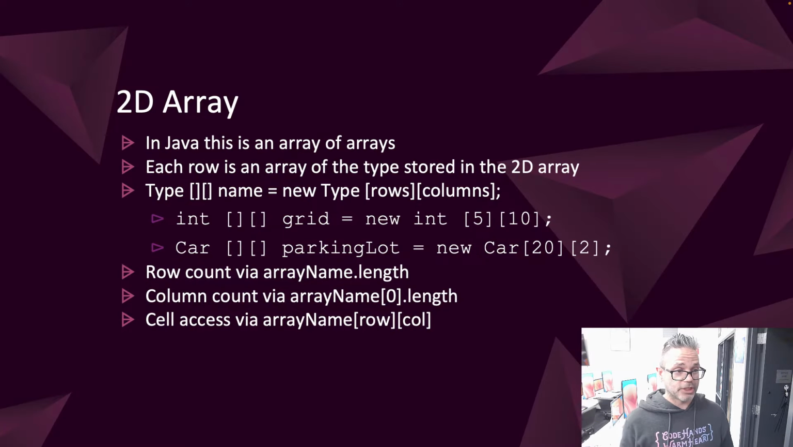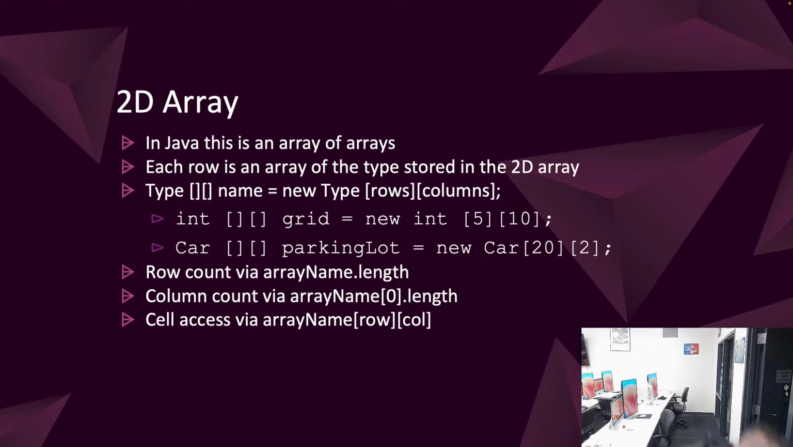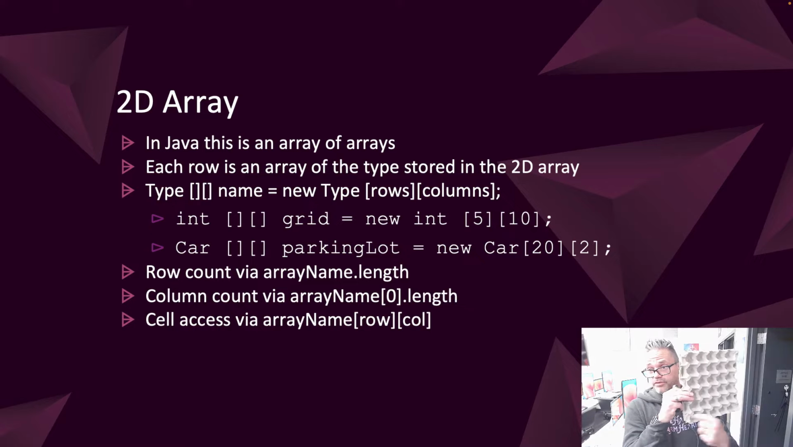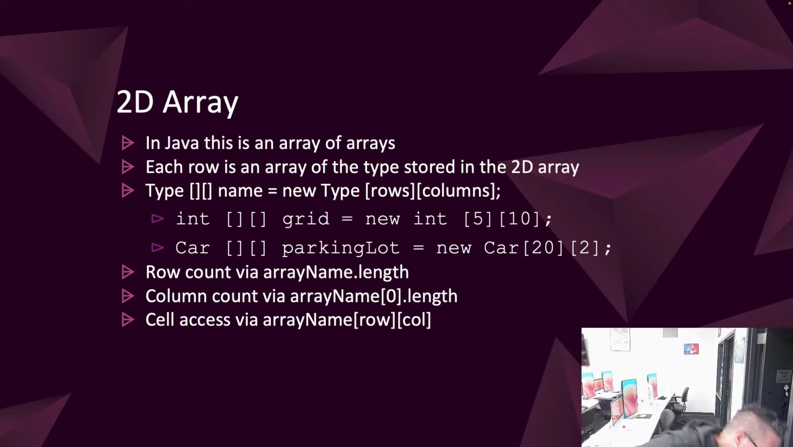A 2D array is special. A 2D array is an array of arrays. And so each row is an array of the type stored in that 2D array. You might have seen that referred to as an egg carton because you've got a row and column system that you can actually work with and use in that. A great way to talk about that.